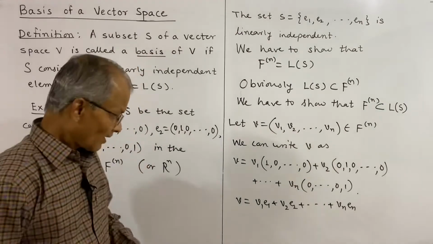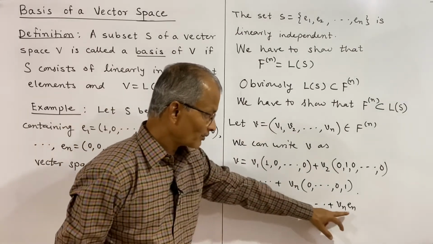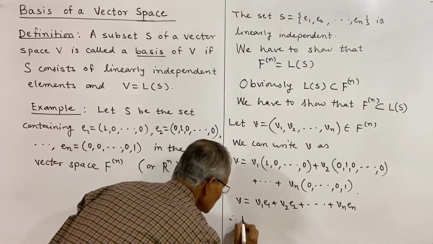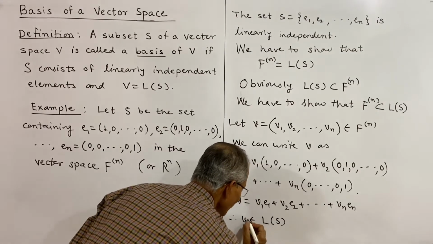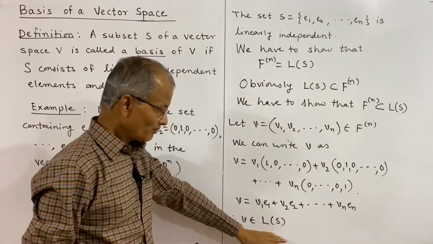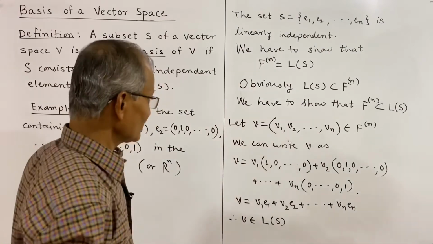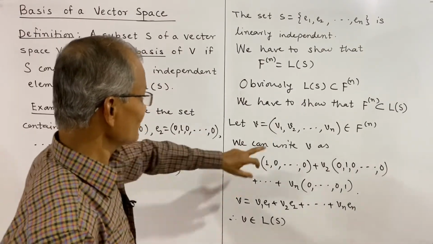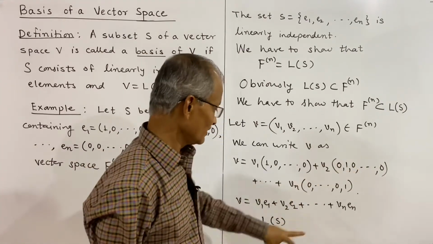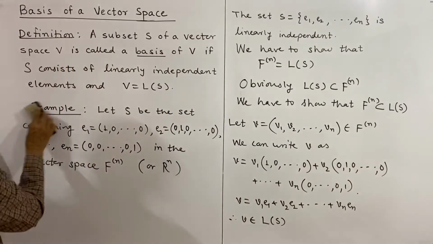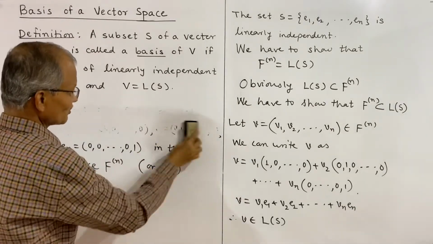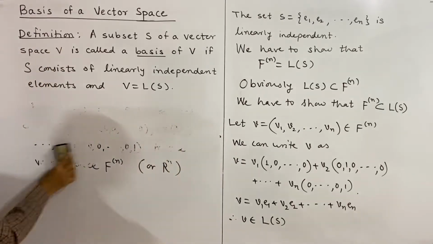So this shows that V is a linear combination of E1, E2 up to En, and that means a linear combination of vectors in S. It is spanned by the elements of S. V is expressed as a linear combination of elements of S, means V is in the linear span of S. Thus V belongs to Fn, n dimension, and V belongs to L of S, meaning Fn is a subset of L of S, and this proves Fn is spanned by S.